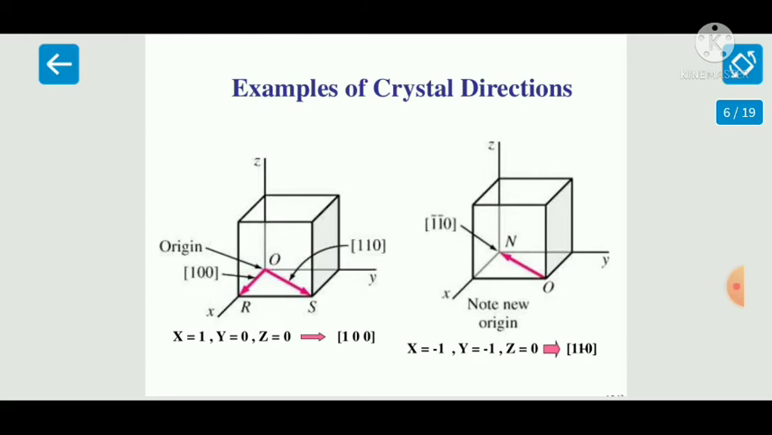The smaller the Miller index, the more nearly parallel the plane is to that axis. The larger the Miller index, the more nearly perpendicular the plane is to that axis. Multiplying or dividing the Miller indices by a constant has no effect on the orientation of the plane.